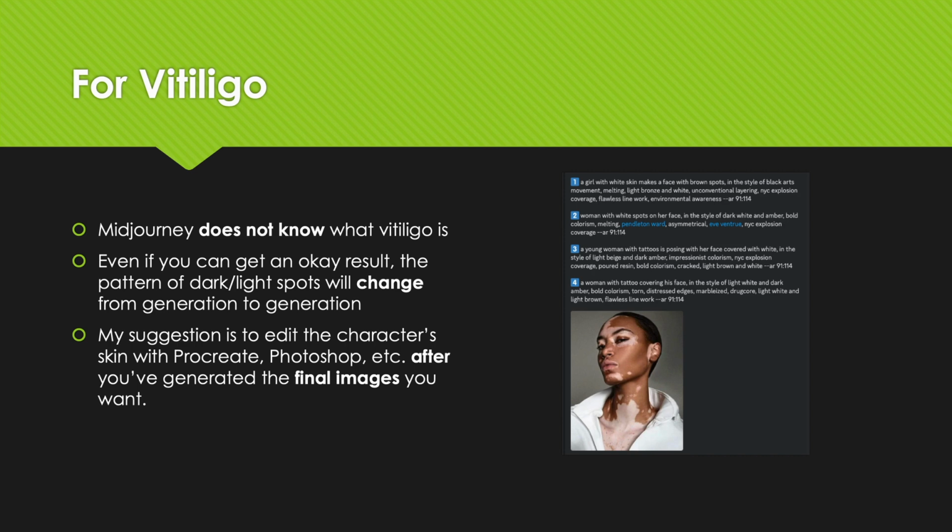So if you have a character who has this condition, that is totally fine, but my suggestion is to create the character with whatever their non-vitiligo skin tone is, and then edit it later with Procreate or Photoshop. So if you were going to generate an image of this woman, you would probably say a black woman or African American woman or Afro-Caribbean, whatever her background is, and then you would add the vitiligo spots afterwards.